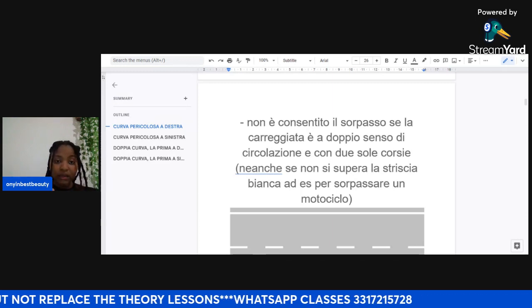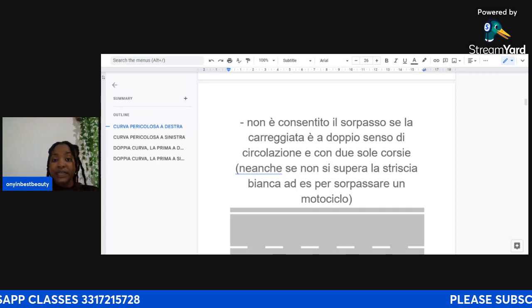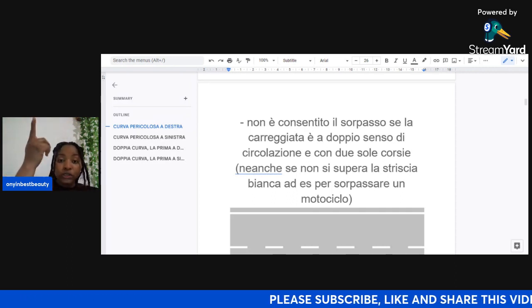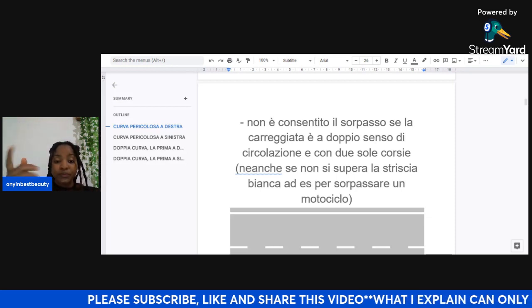Because for a curve, they reduce your visibility. On that kind of road, if you do overtaking, if there are only 2 lanes, you will not be seeing the vehicle coming from the opposite direction very well. Okay.